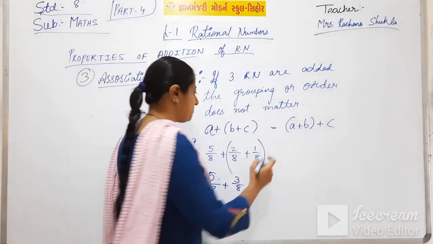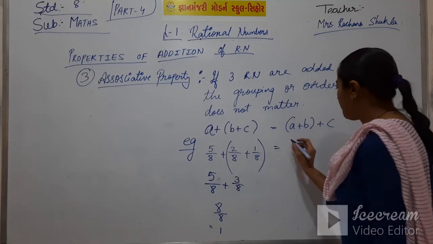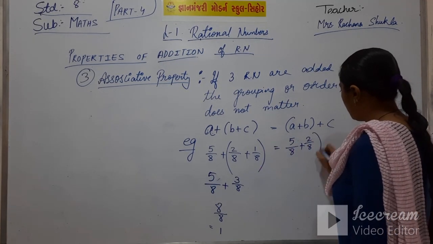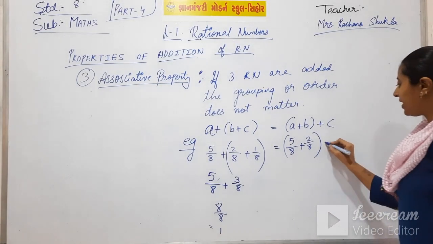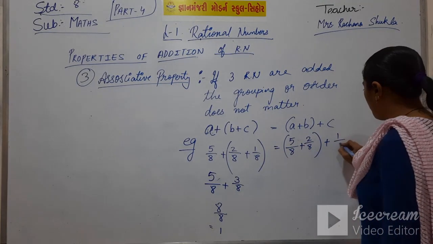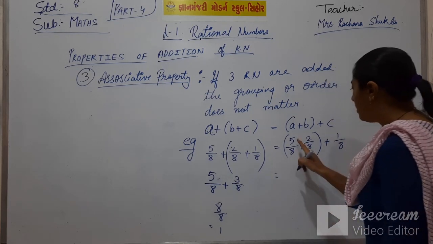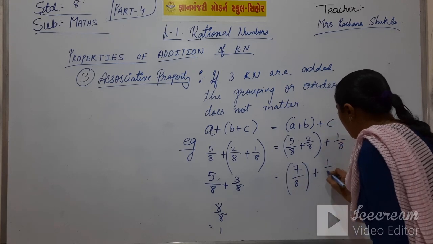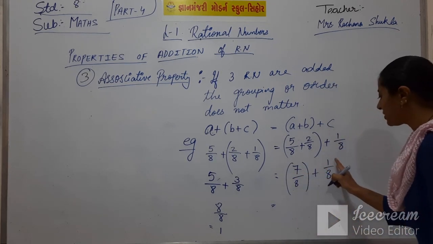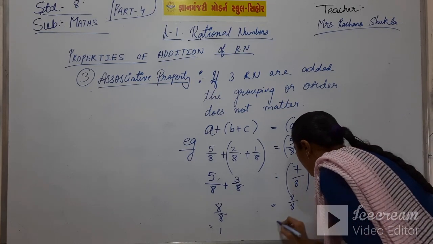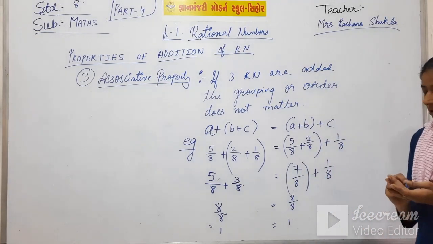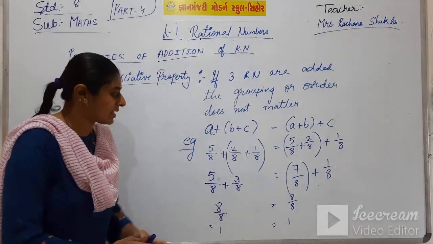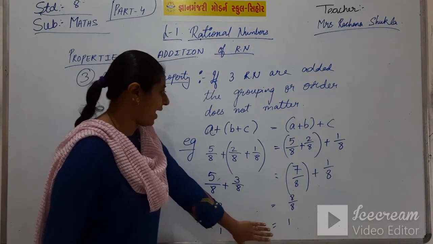Now we will come here. On this side, we will write 5 upon 8 plus 2 upon 8 in the bracket. Then C, we will write 1 upon 8. So 5 plus 2 is 7 upon 8, plus 1 upon 8. Now we will solve this. 7 plus 1 is 8. 8 upon 8 is equal to 1. So on both sides, LHS and RHS, we got the same result, 1 and 1.